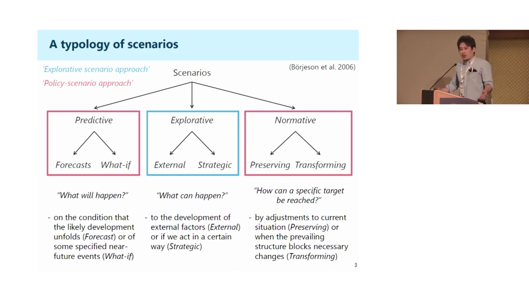And then basically what the IAM communities and climate research communities have adopted is the explorative approach, trying to think about what can happen in the future based on certain assumptions. On the other hand, the question that feasibility deals with, and particularly what policymakers are interested in, is more about how a specific target can be reached, compared with what will happen under the assumption of current trends.